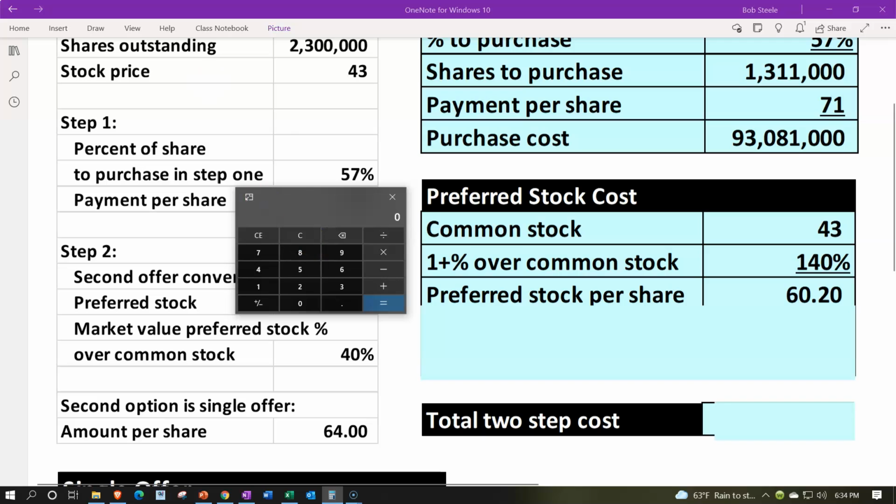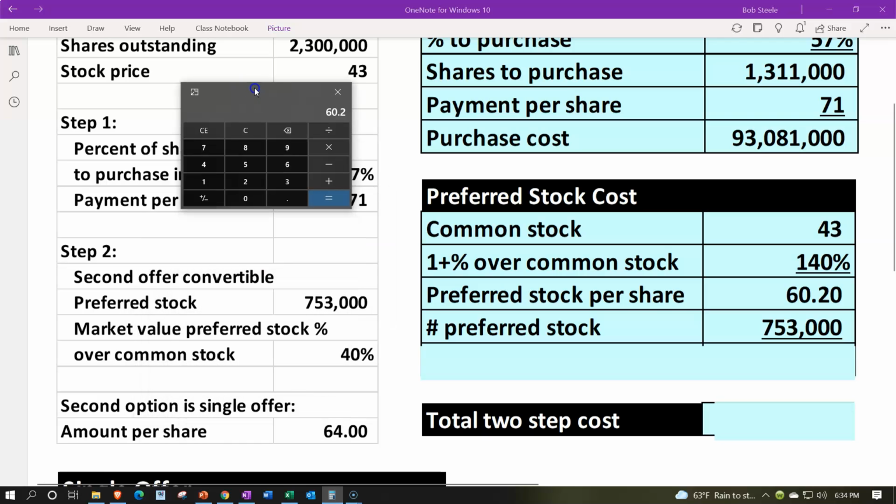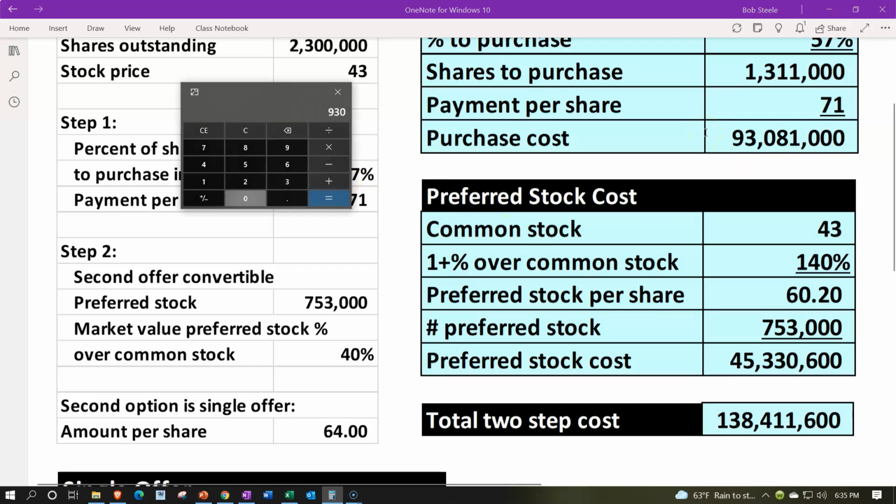Or we can take 100% plus 40%. Let's do that one more time. We can take 1 plus 0.4, which is 1.4 or 140%, times the 43. That gives us the 60.2. The 60.2 times the preferred stock to be issued, 753,000, gives us 45,330,600.